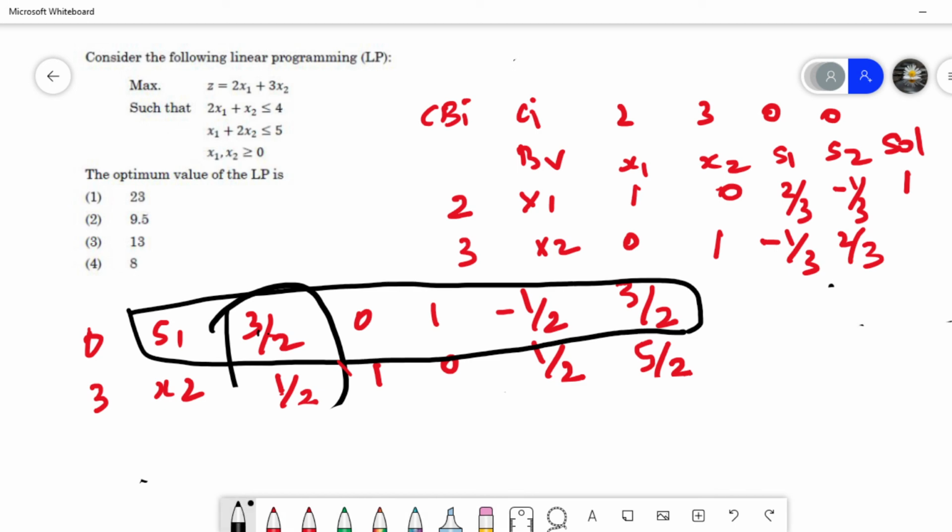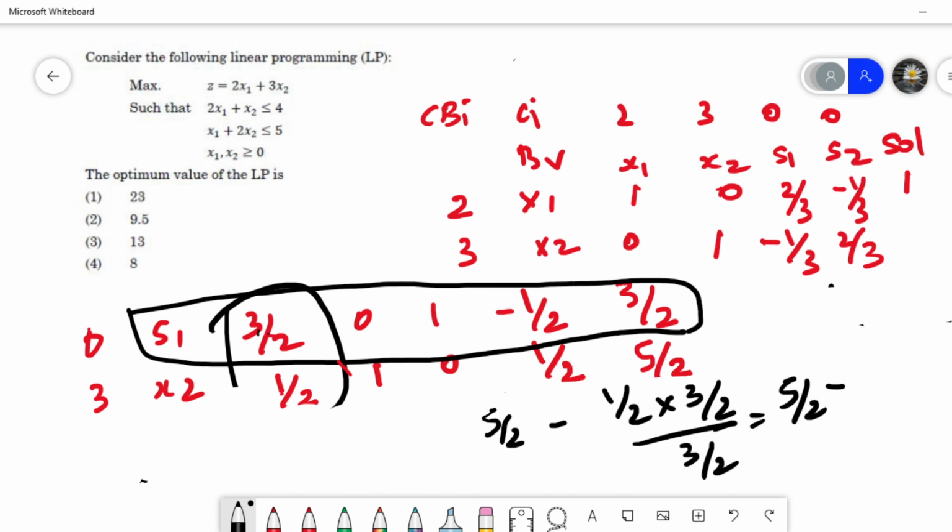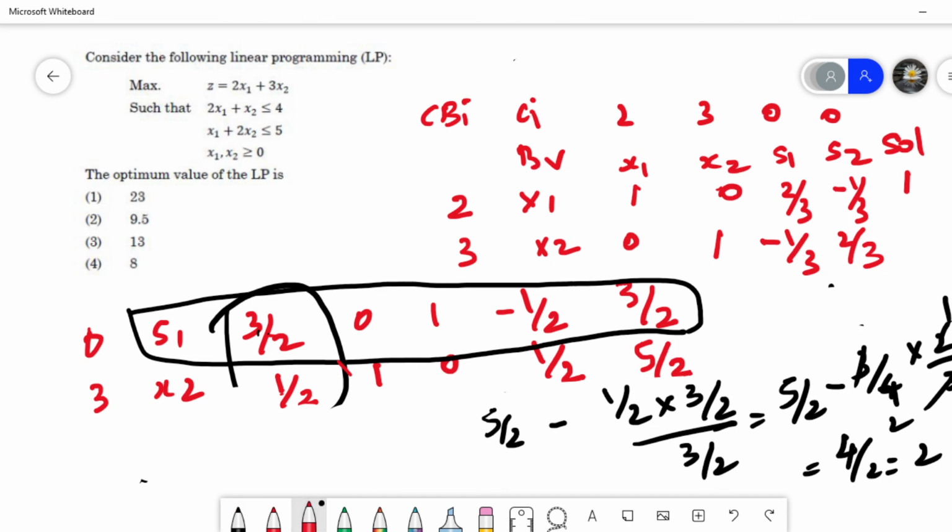So the last element is 5 by 2. So 5 by 2 minus, the corresponding key column value is 1 by 2. Then the key row value is 3 by 2. Then the key element is 3 by 2. 5 by 2 minus 3 by 4 into 2 by 3. So 5 by 2 minus 1 by 2, 4 by 2. Okay. Now we got the new values.